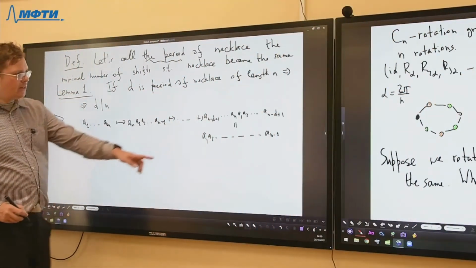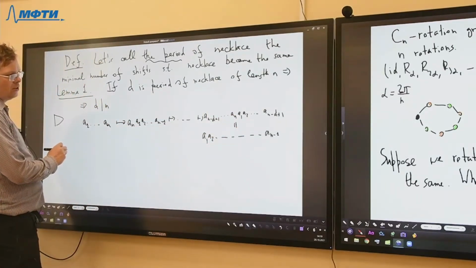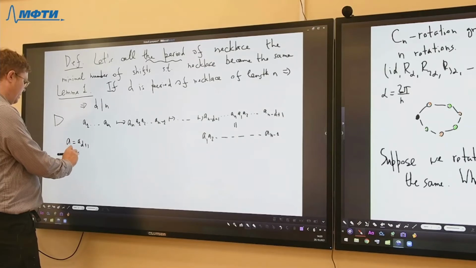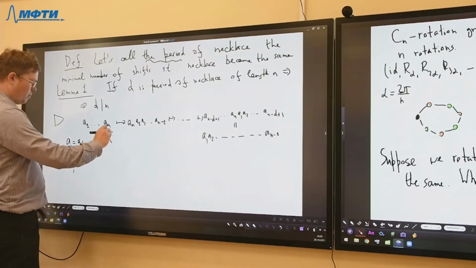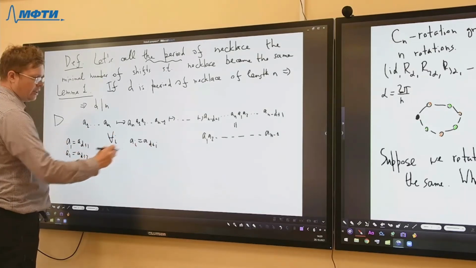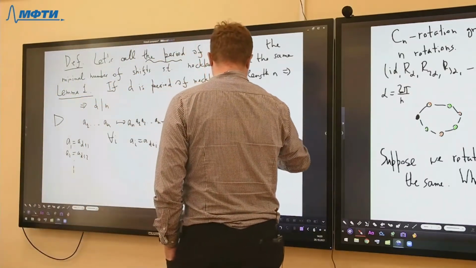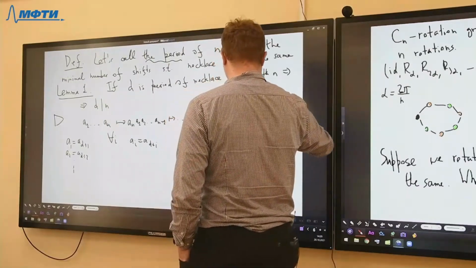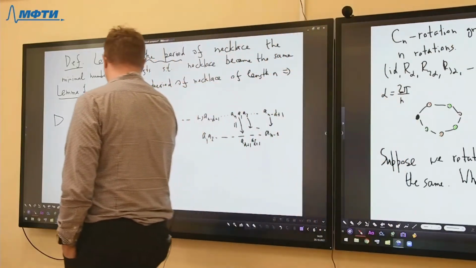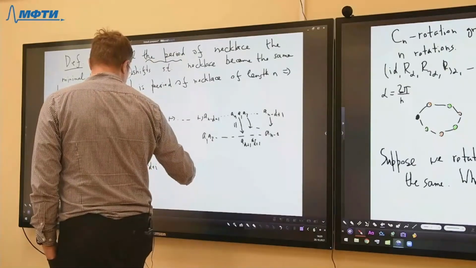So from this, I can prove that A1 is equal to Ad+1, A2 is equal to Ad+2, and so on. So for all i, I will have that Ai is equal to Ad+i. Yes, because here I have Ad+1, Ad+2, and so on. But if this holds, then I can write that Ai is Ad+i, A2d+i, and so on.